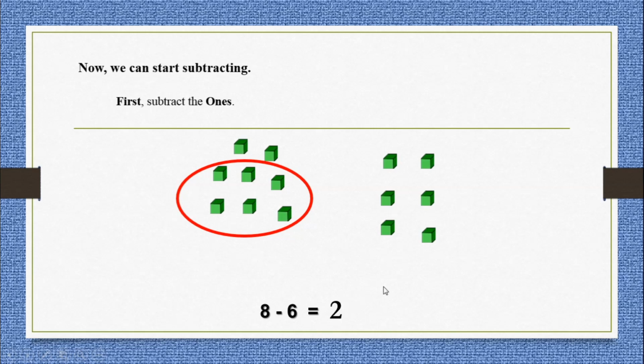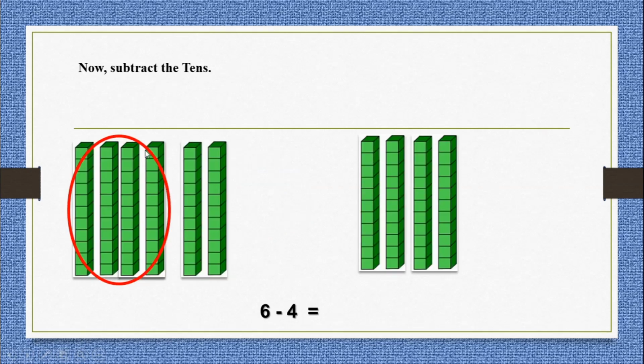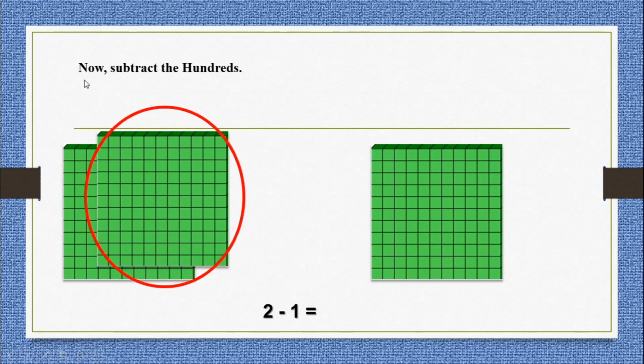Now we will start subtraction of tens column. We have to subtract 4 tens from this 6 tens. See here, if we subtract these 4 tens from these 6 tens, then how many tens are left here? 1, 2. Then we have to subtract the hundreds. So from this 200, if we subtract this 100, then how many hundreds are left here? 1.